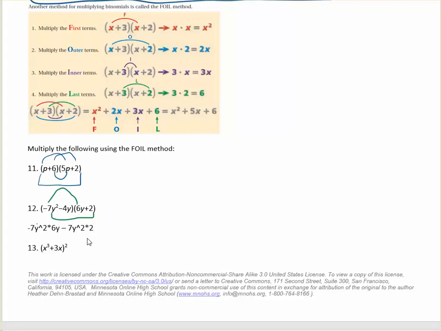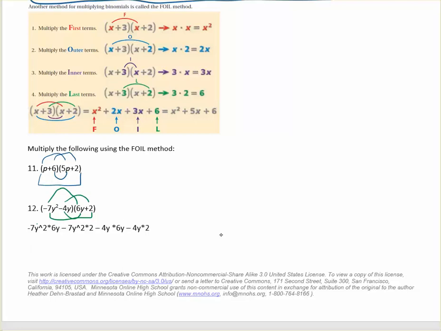Now I need the inner. The inner is those two that are right close to each other. Right here. It's these guys here. Okay, so I have negative 4y times 6y. And then finally, I get to do my last term times my last term. So that's negative 4y times 2.